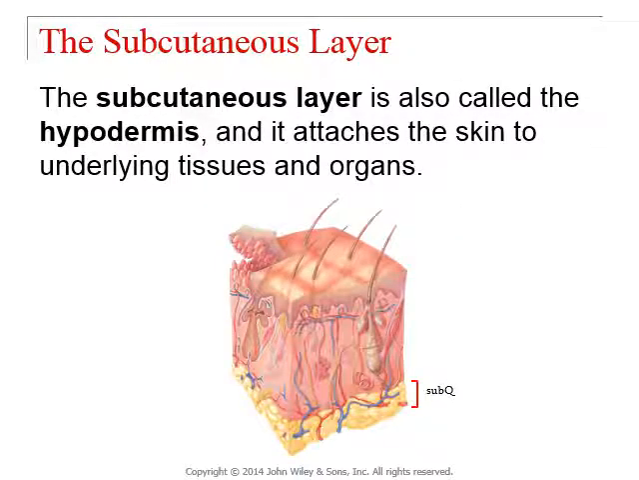Next we have the subcutaneous layer, also known as the subcu or the hypodermis. This is going to attach the skin to the underlying tissues and organs. And again, as I mentioned before, this is where all the adipose tissue will be found as well, which will provide us with insulation as well as an energy store.